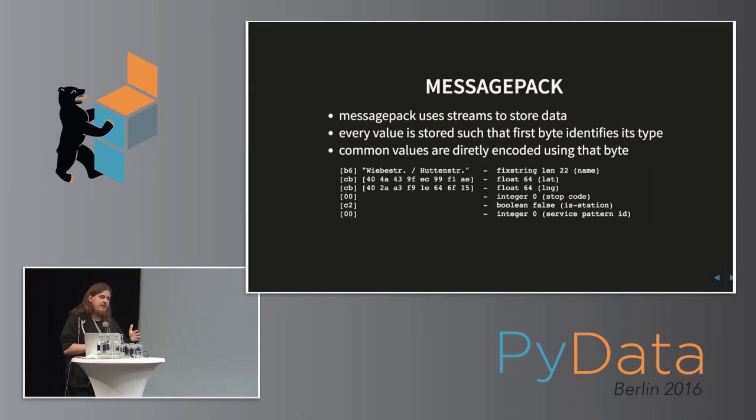So with this first byte, some of the values are just saying what the value is, like true or false. Some of them are saying there's an array of values coming up, and you have to figure out what those values are. Some of them are saying this is a string. And if the string is short, it encodes the length of the string inside the byte itself.